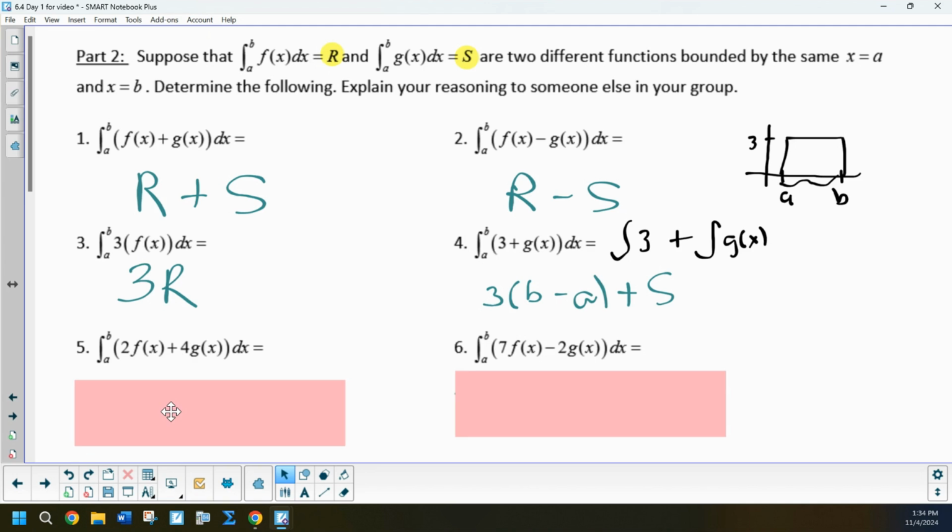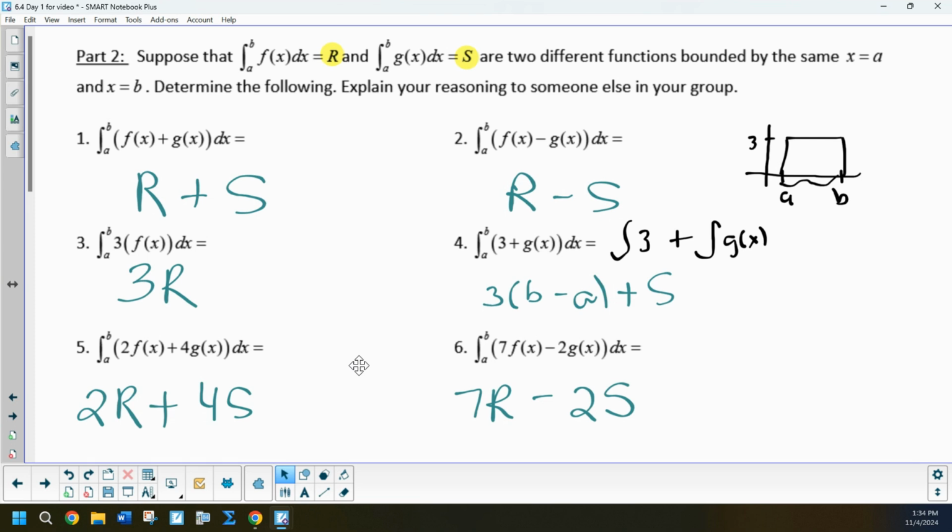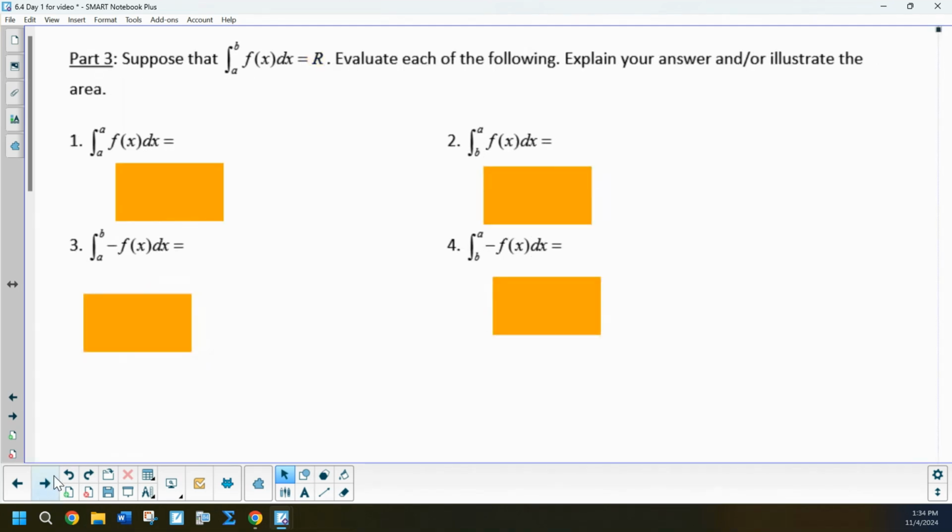Okay, so this is just the multiplication and addition rule at the same time. So 2R plus 4S. And this is the multiplication and subtraction at the same time. So 7R minus 2S. All right, the next part's a little bit trickier. So I'm going to have some pictures to go along. Oh, nope, I'm not right. That's the next slide, the trickier part. I think this will still be okay.